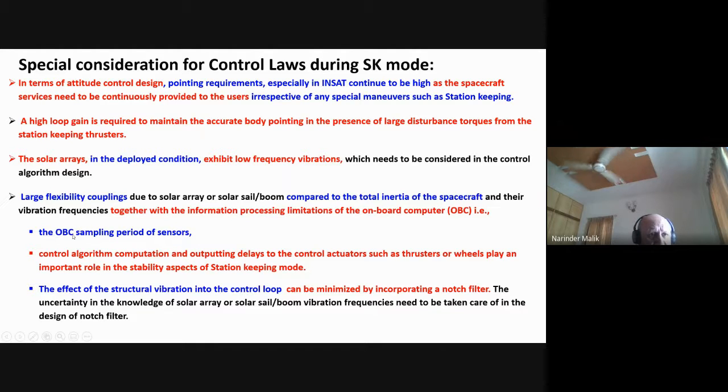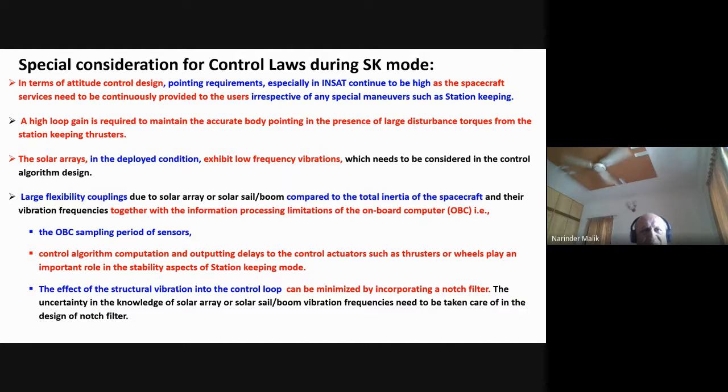Then you also have to consider the OBC sampling period of sensors, control algorithm computation and output delays. In order to minimize structural vibration in the control loop, you may require certain notch filters. That is, you filter out those frequencies so the control system does not respond to the vibration frequencies. Because if it starts responding, there is a delay due to the processing algorithm, sampling rates and so on, so the control torque may get applied in the wrong phase. So care has to be taken.